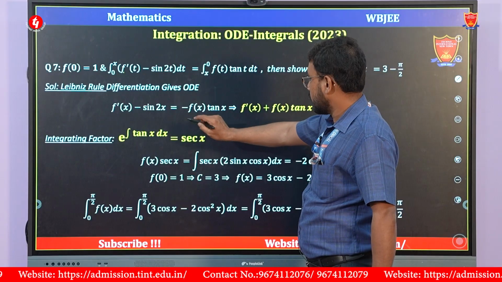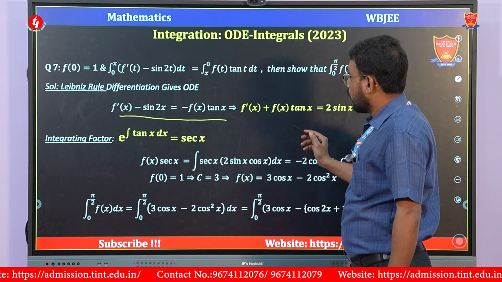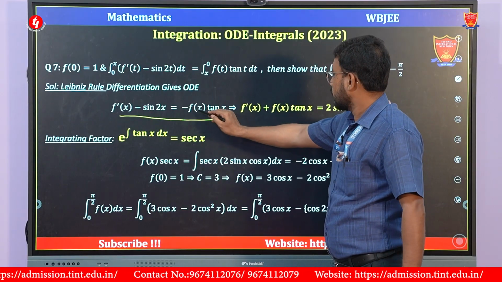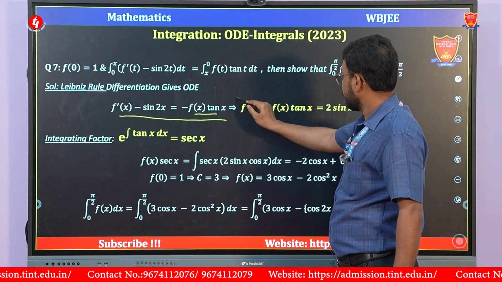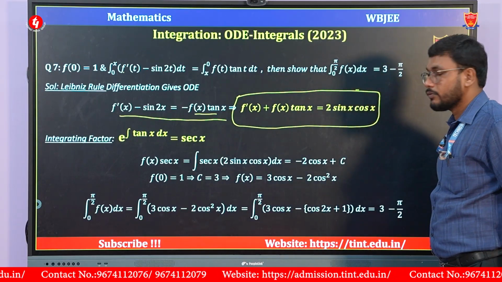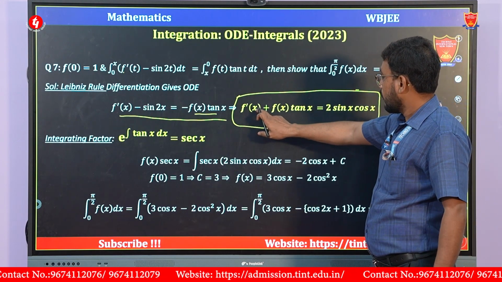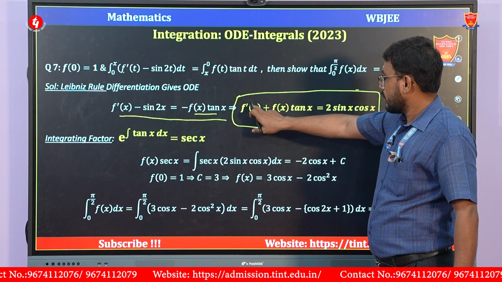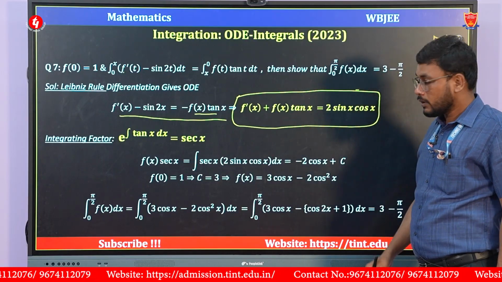So from here, f dash x plus, you consider this one on the left side. What is this? This is a differential equation. What type of differential equation? A first order differential equation, because only first order derivatives are involved here. And what type of first order differential equation?